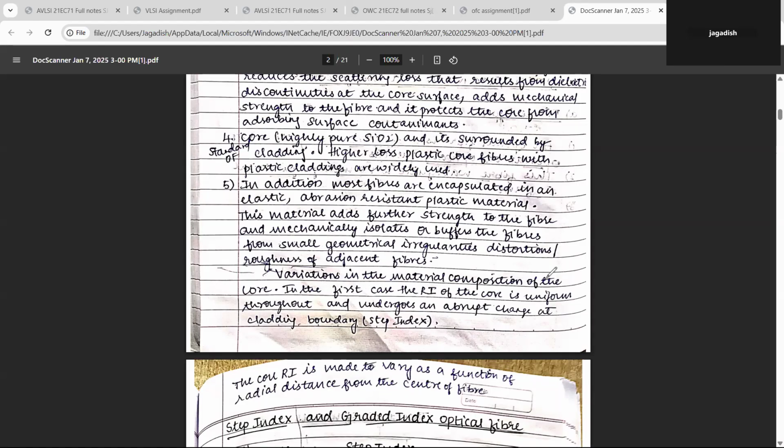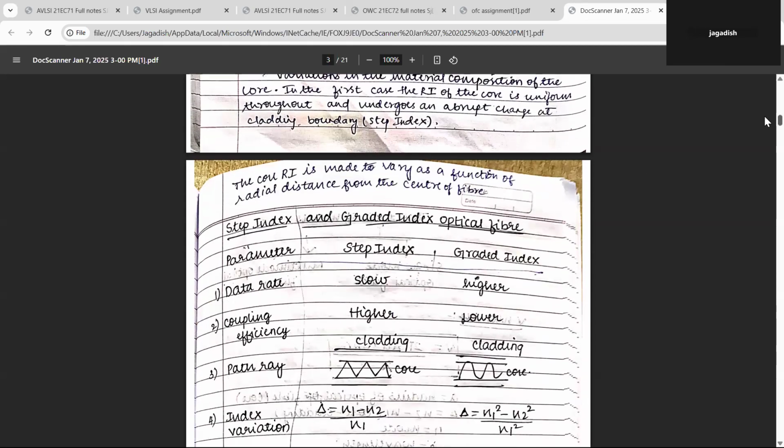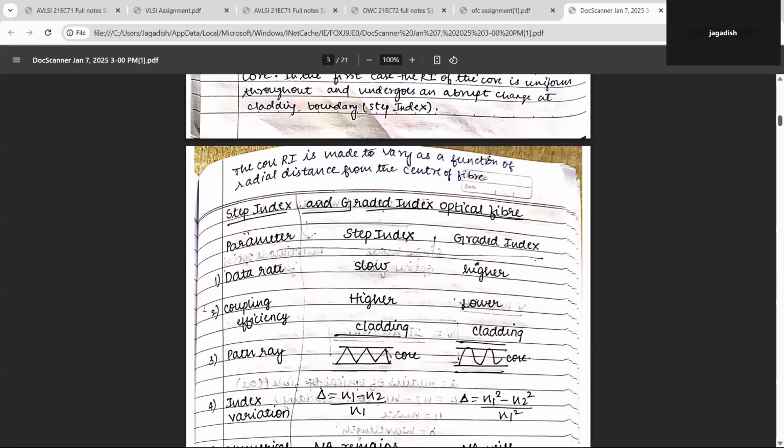Variations in the material composition of the core. In the first case, the refractive index of the core is uniform throughout. Okay, here you write about optical fiber structure. It's more than sufficient. The first important question I have already taught you: write about optical fiber structure. Next, very important.